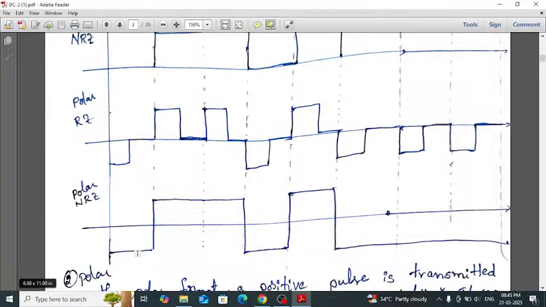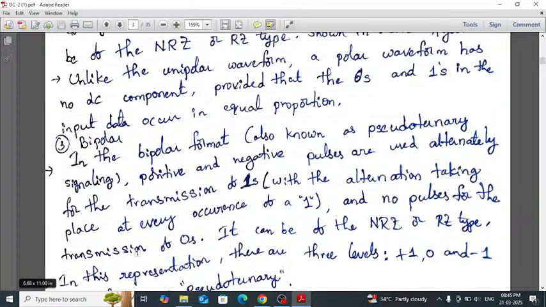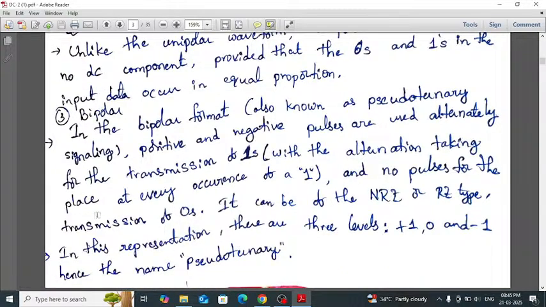Thank you. So now this is the second format. Third format is bipolar format. So put the side heading bipolar format. Third format is the bipolar format. So this bipolar format is also called as pseudo ternary logic. Pseudo ternary, T-E-R-N-A-R-Y, pseudo ternary logic or pseudo ternary signaling scheme.